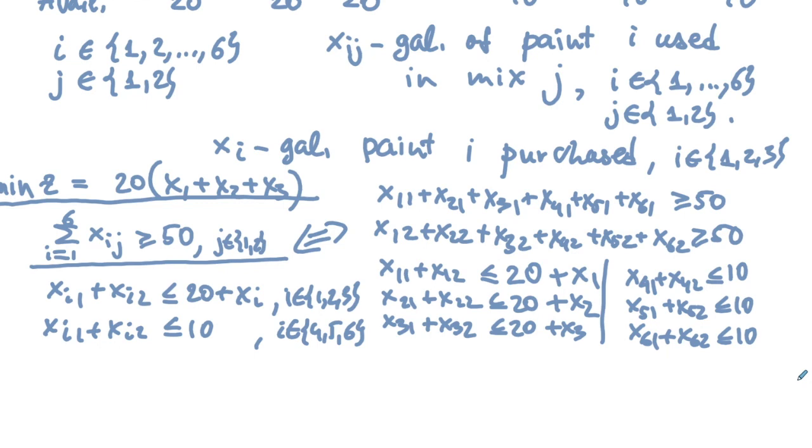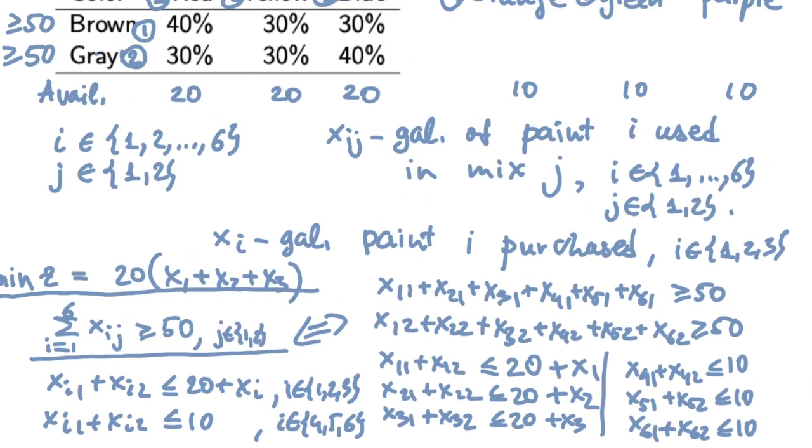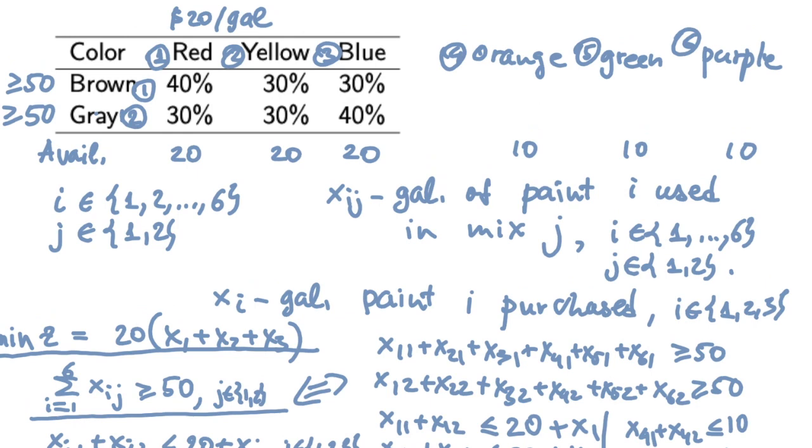All right, so now we have taken care of supply and demand, and the last set of constraints that we need to specify would be for the technological process, to ensure that the proportions of red, yellow, and blue in the brown and gray mixes are correct. So for that, we'll write several similar constraints. Essentially, we will have 6 constraints, one for each of the entries in this table right here.